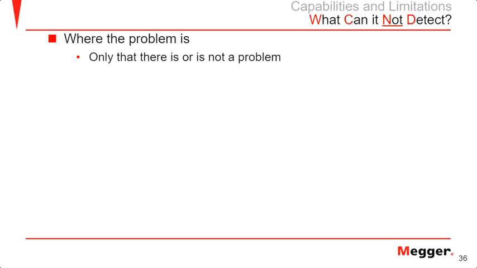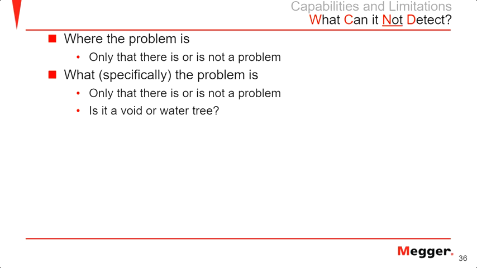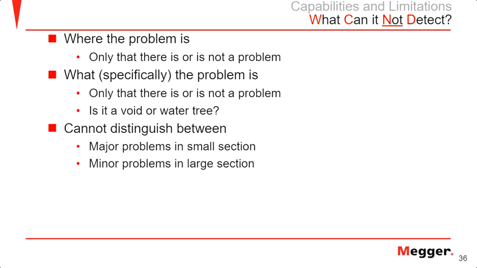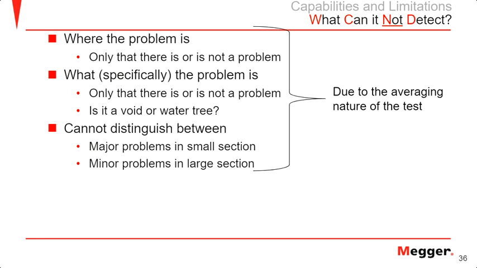What can it not detect? That's your limitations for tan delta. It can only say whether there is a problem or not a problem. It cannot specifically say what the problem is. Is it a void or a water tree? I don't know. It cannot distinguish between major problems in a small section or minor problems in a large section. And this is all because the test is an average, or it's a global test, so it gives you an overall number rather than pinpointing to a specific section.